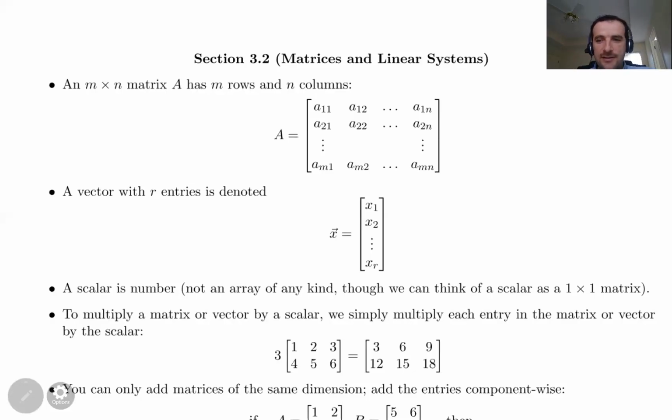Right, now we are starting section 3.2 in this video. In the previous video, in section 3.1, I introduced you to systems of linear differential equations. Now in this section, I'm just going to review what linear systems are and how I can represent these linear systems using matrices. If you have taken linear algebra before, then you should already be familiar with all these concepts.